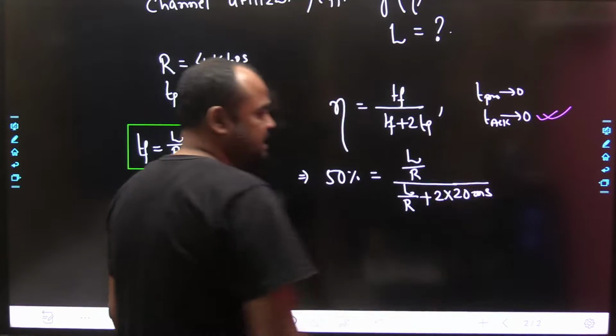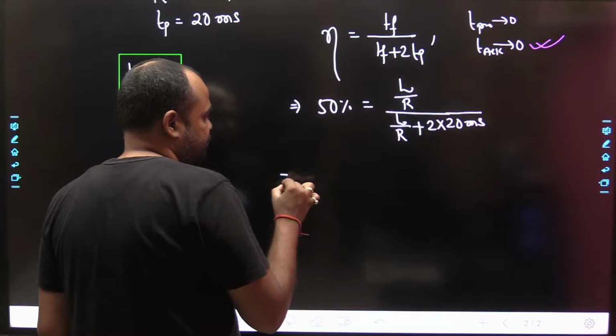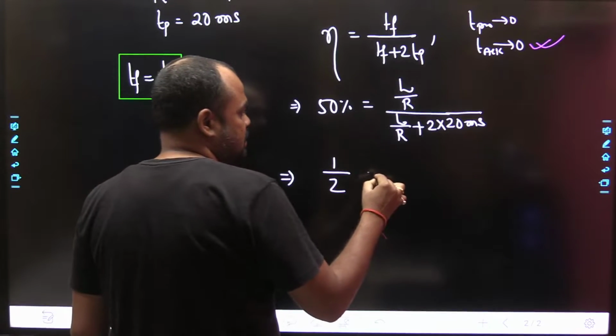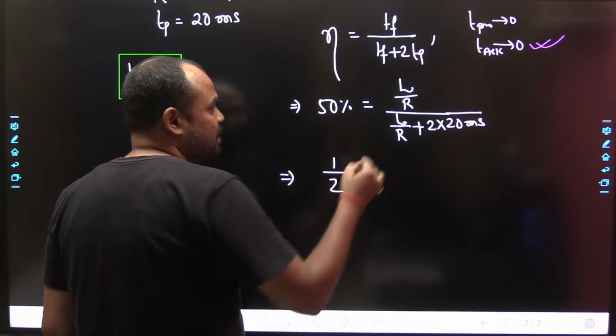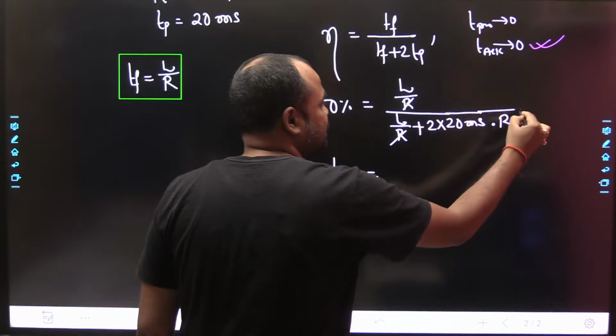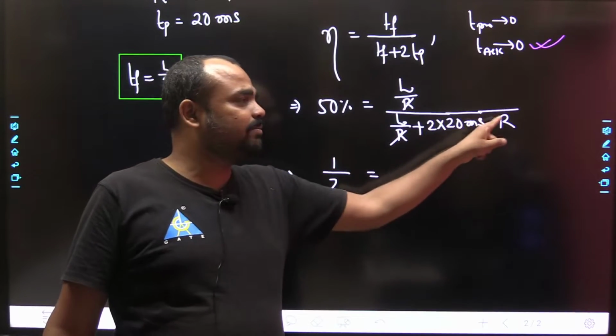Okay, millisecond. Is that clear? Now just see over here, 50%. What does it mean? 1 upon 2 is equal to, see, if you are cancelling these two R, the R will be multiplied over here. Yes or no? If we are cancelling this 2, then R will be multiplied over here.